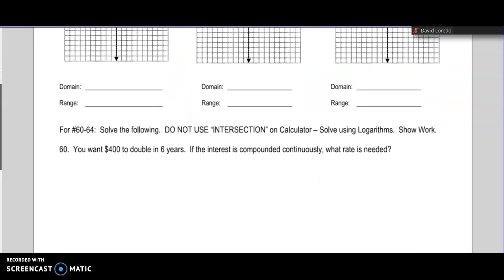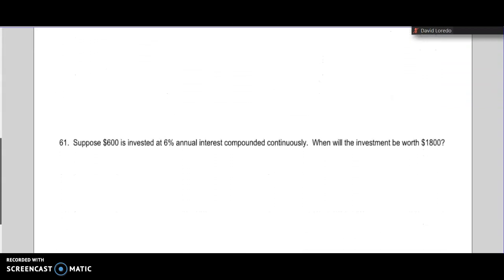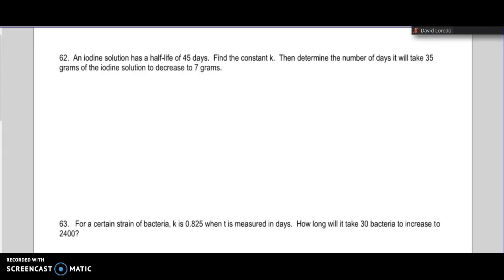Let's see what else we have. Word problems. So this is D5 or D4, I forget which one. So we just worked through those. If you need me to go over any additional ones, let me know.